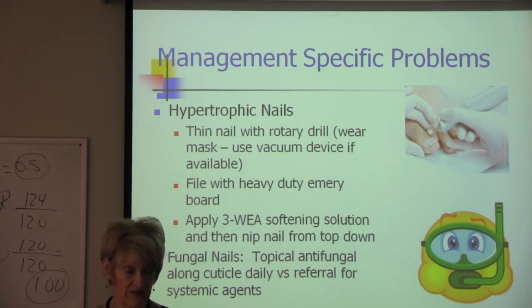Hypertrophic nails, those very thick nails, the ones that you would never be able to cut with a nipper. What are your options? Well, you can thin it with a rotary drill, very effective. Of course, you're going to be wearing a mask and a shield. If you have one with a suction device, a little vacuum device, great. That is the fastest, most effective way to deal with hypertrophic nails.